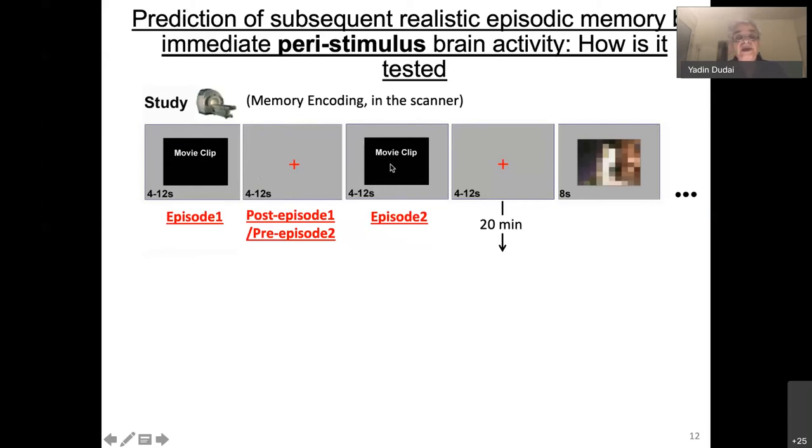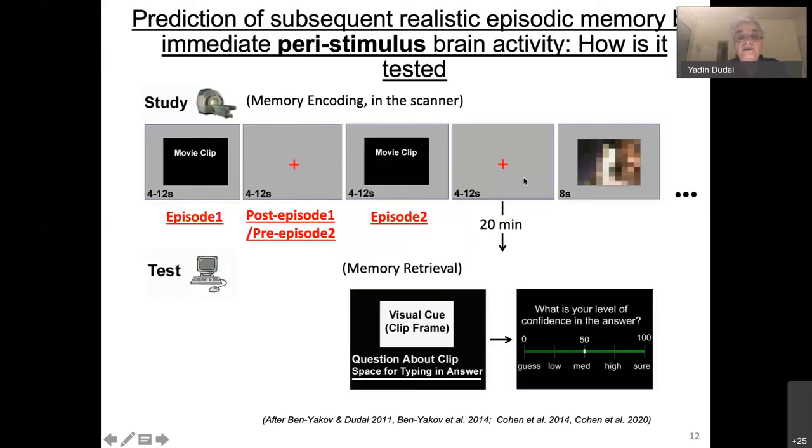So in doing these intercalated presentations, movie clip, rest, movie clip, rest, movie clip, or scrambled, which is a control, we don't have to go into it, you can measure activity in the brain throughout. But later on, when you ask questions about this movie or this movie or this movie and so on, you can also determine what the activity was before this movie or after this movie.